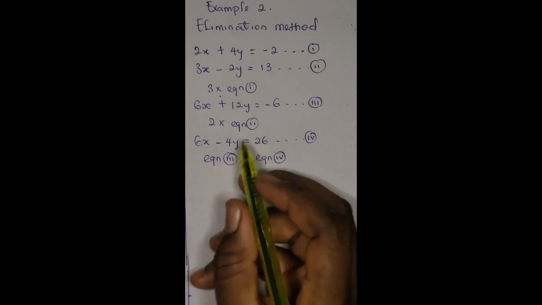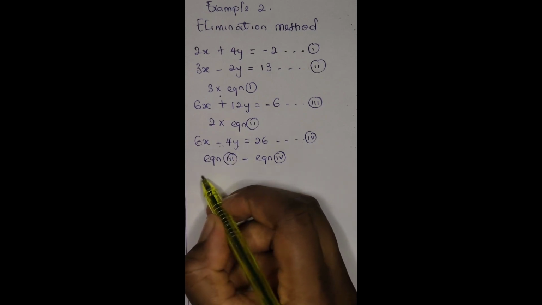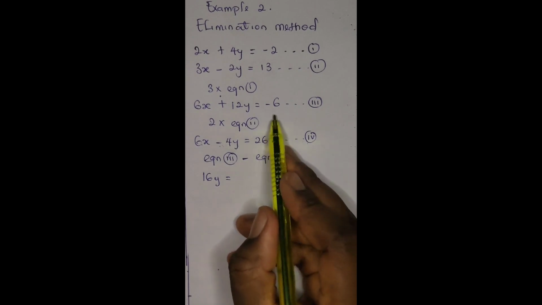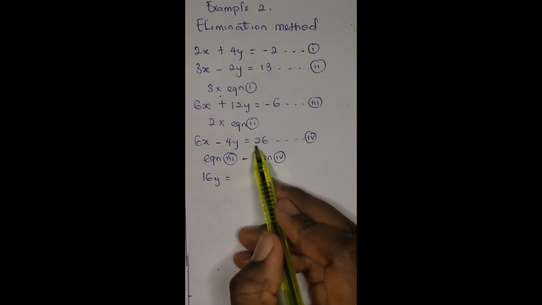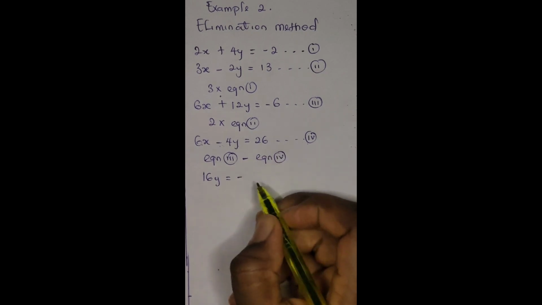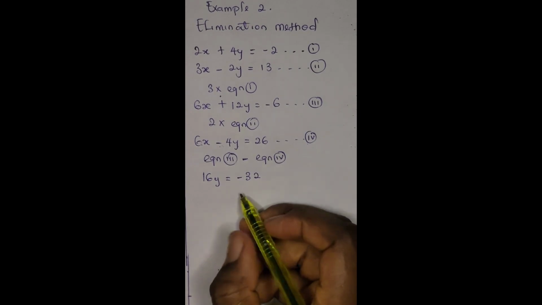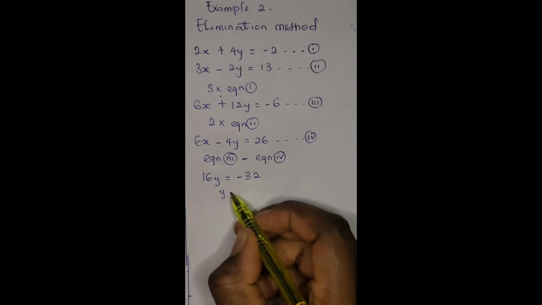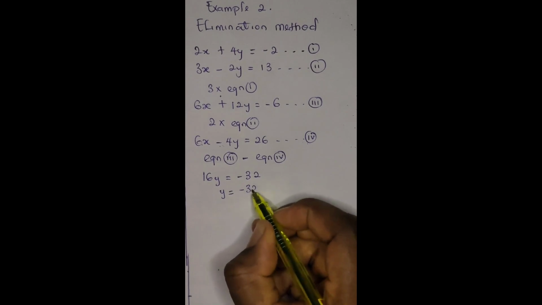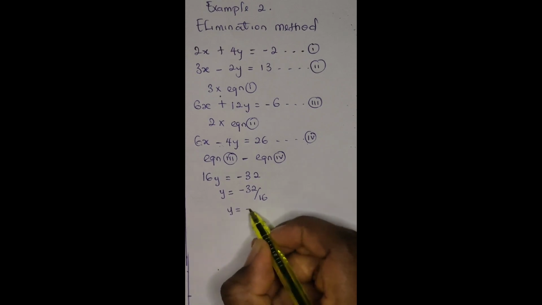We have 12y minus 4y. That will give us 16y equal to minus 6 minus 26. That will give us minus 32. Yes. So we then have y equal to minus 32 over 16, which is y equal to minus 2.